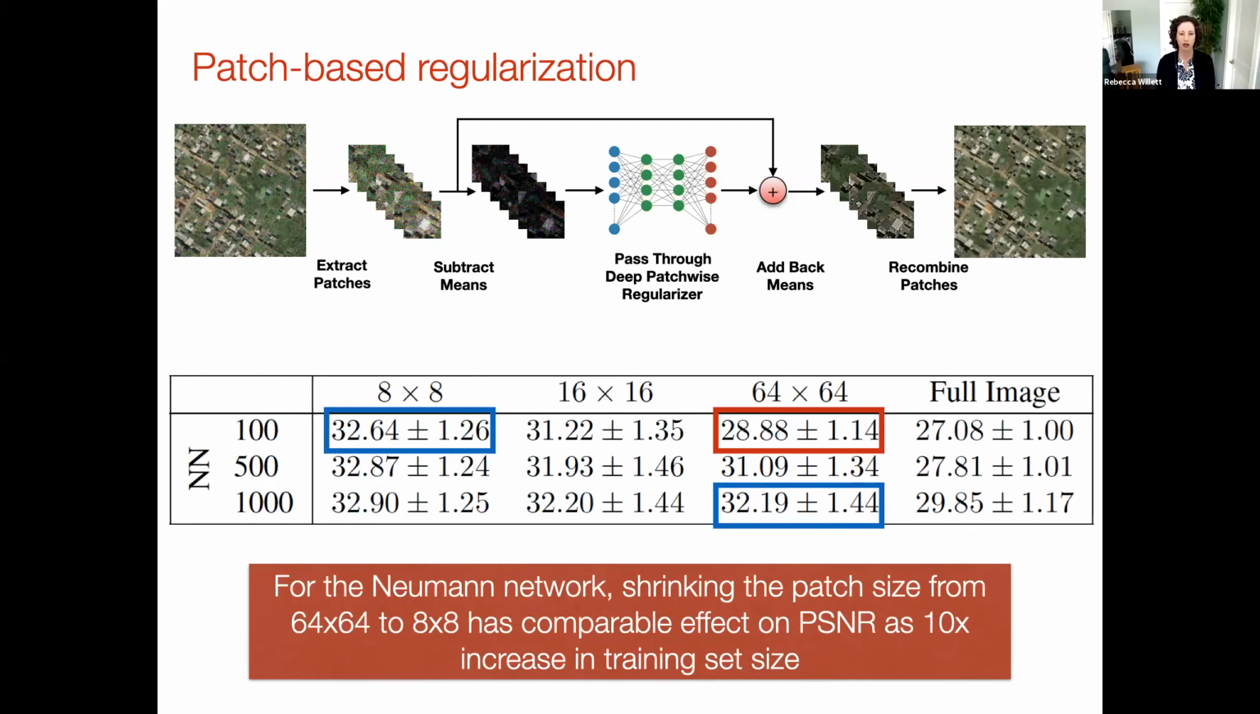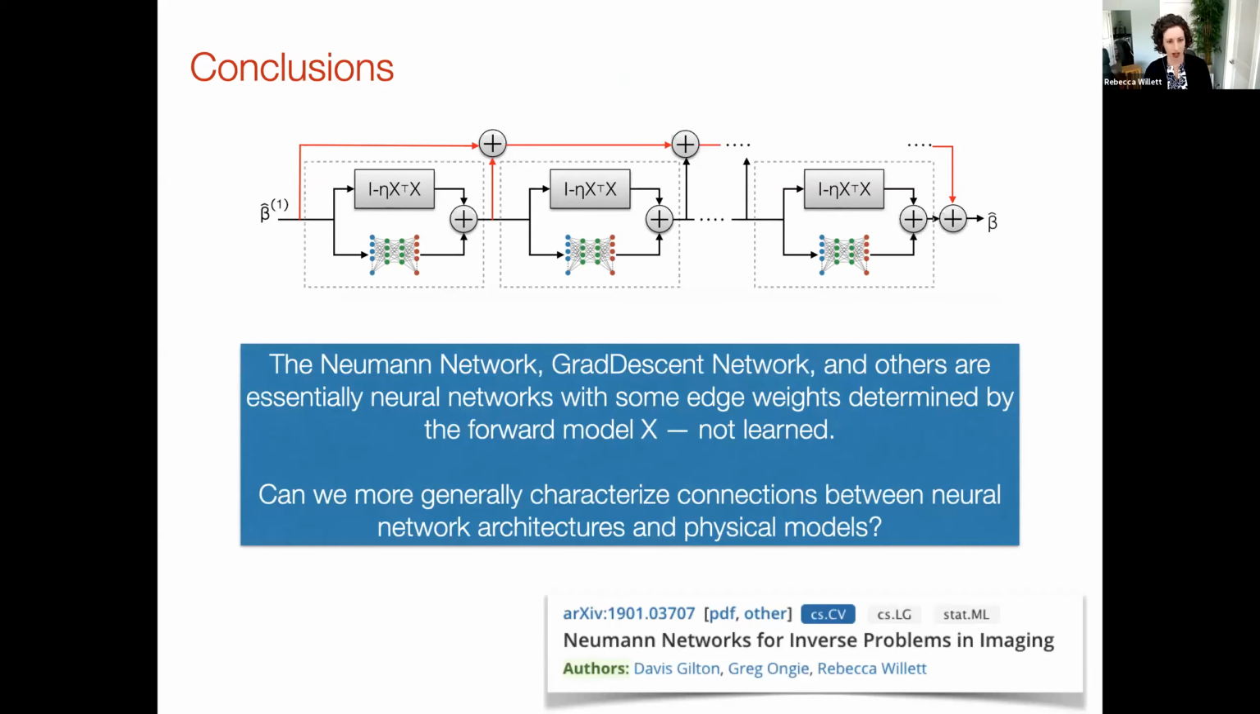So I just want to conclude with one final thought. Many of the methods that I've described today, including the Neumann network and the gradient descent network, as well as the plethora of other unrolled optimization methods that have been described in the literature, we can think about all of them as essentially one giant neural network where some of the edge weights are determined by the model X and are not learned from training data.